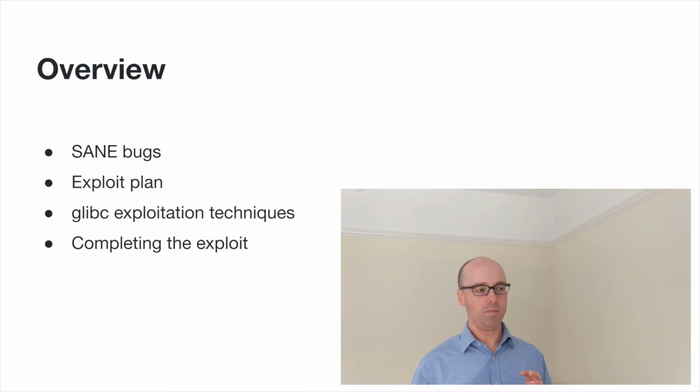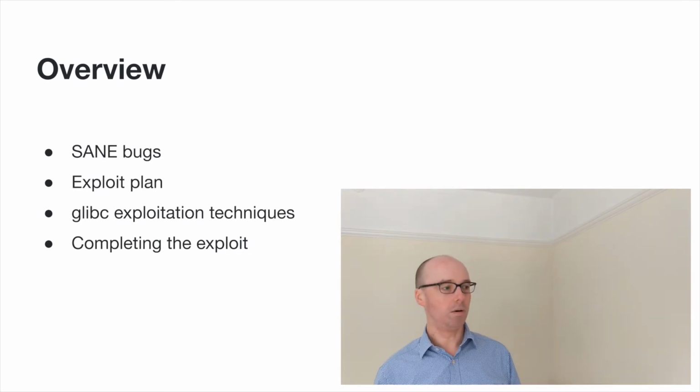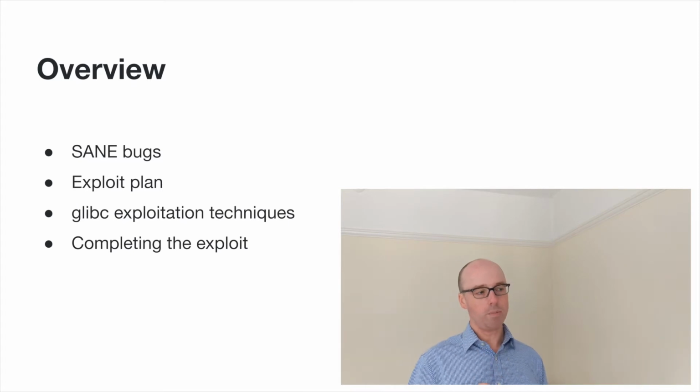So for me, the most interesting part of the story is about how, if you do have a bug like this, you can then use glibc heap exploitation techniques to actually defeat ASLR and get code execution remotely. So after I've shown you the bugs, I'm going to talk about what the plan is for that exploit. And then I'm going to tell you a bit about some of the glibc heap exploitation techniques that I used. And then finally, I'll show you how I put those techniques together to complete the exploit.